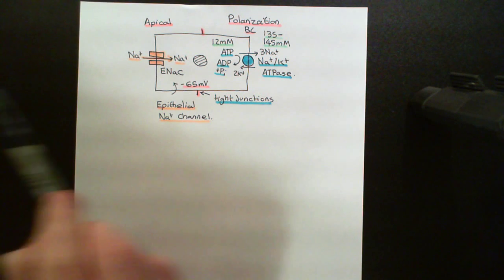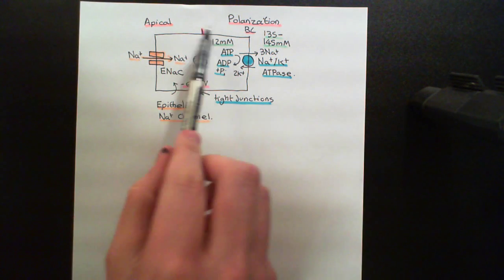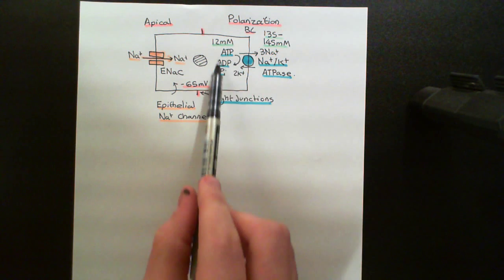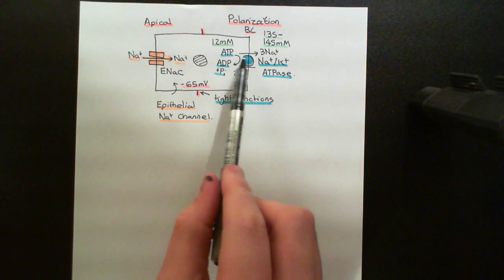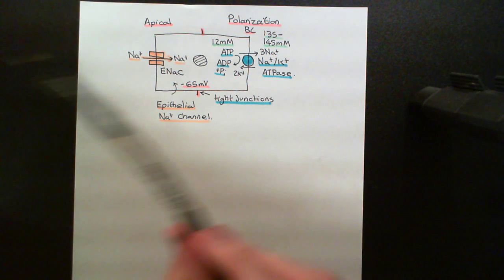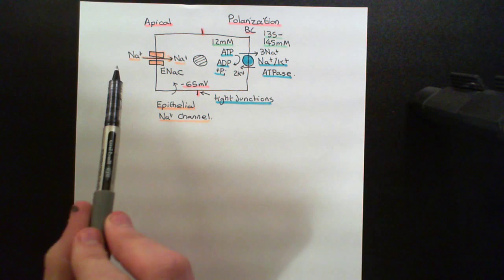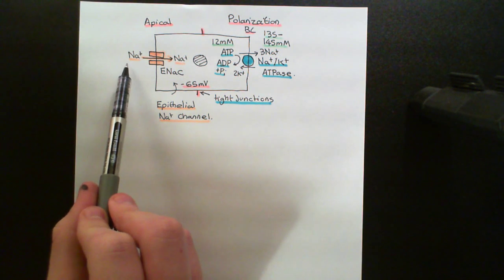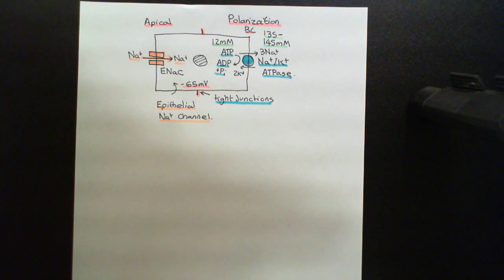So now look at the beauty of this. You're going to get sodium ions coming into the cytoplasm from the apical extracellular fluid, and then on the basolateral membrane they're going to be moved by the sodium-potassium ATPase into the basolateral extracellular fluid. So look what we've overall done here. We've moved sodium ions from the apical extracellular fluid to the basolateral extracellular fluid.